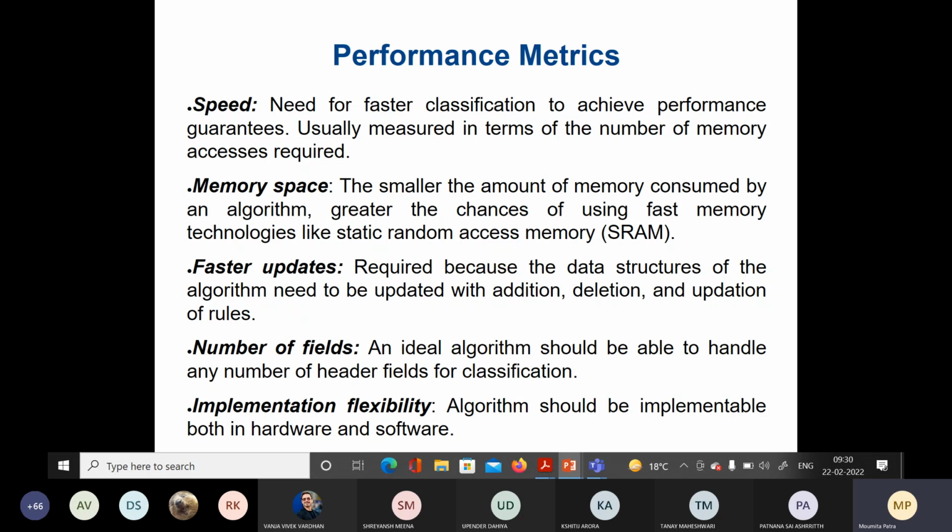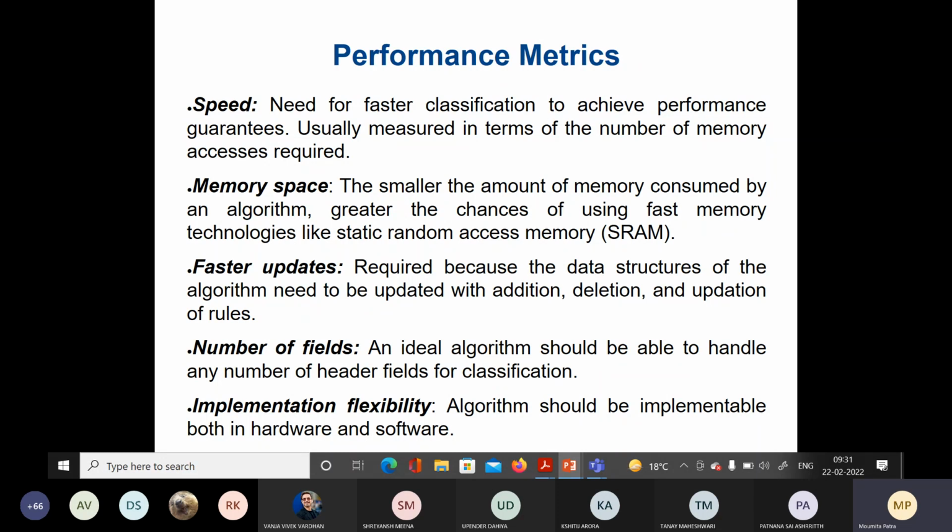Then, as it was told in the last slide itself, how much of data structures your algorithm is going to take, how much memory space is being consumed by the algorithm, holds a lot of importance. So that is why memory space, that is how much memory space has been used, is an important metric. Once you get that information, you can think of using faster memory technologies.